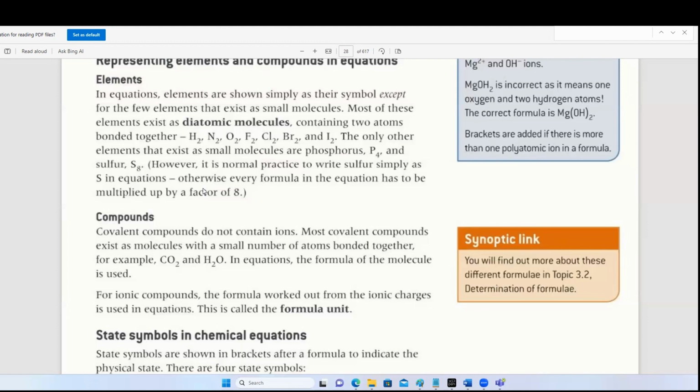So covalent compounds do not contain ions. Most covalent compounds exist as molecules with a small number of atoms bonded together. For example, CO2 and H2O. Covalent compounds don't have ions because the things that have ions make ionic bonds, and they are ionic compounds. So these are covalent compounds. They do not contain ions. In equations, the formula of the molecule is used. So in the equation, we just use this formula, CO2 or H2O or whatever.